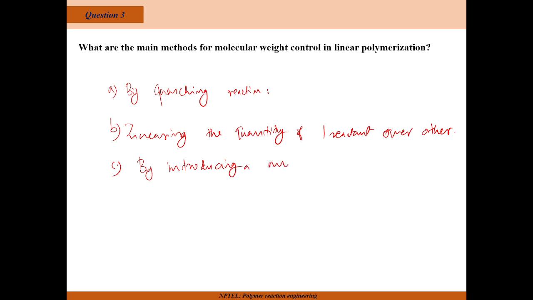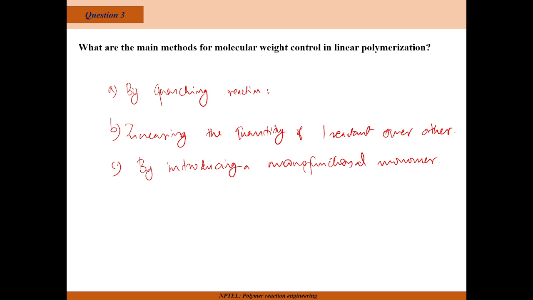And the last one is using a monofunctional monomer. So these are the three. When a monofunctional monomer is added, it will go and attach to a bifunctional monomer, which will reduce the possible number of reactions, and thereby eventually we can control the molecular weight. So basically these are the three methods by which we can control the molecular weight in a linear polymerization.